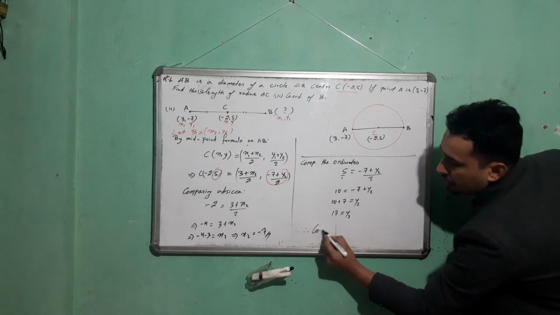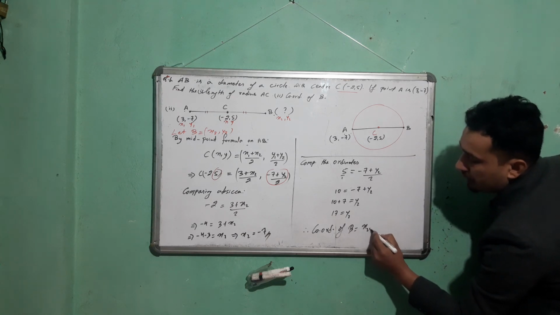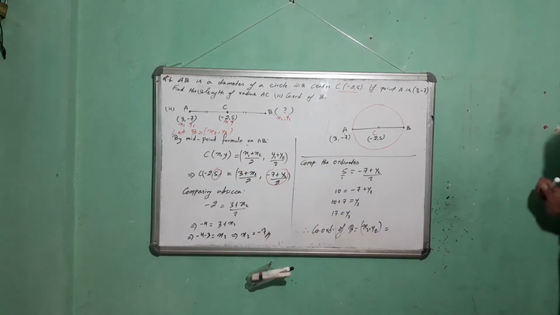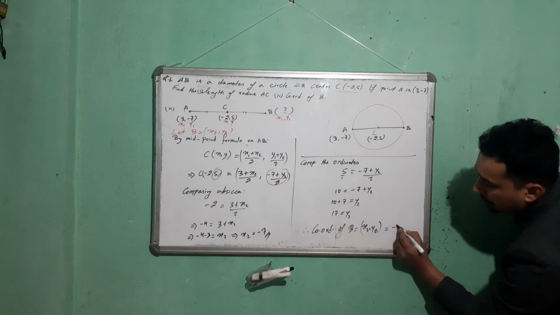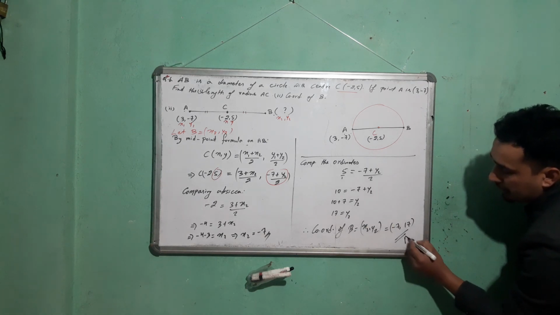Therefore, the coordinate of B is equal to x2 comma y2. We had assumed this x2 comma y2. The value of x2 we have got is minus 7 and the value of y2 we have got is 17. This is your answer.